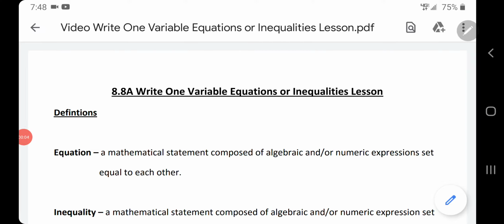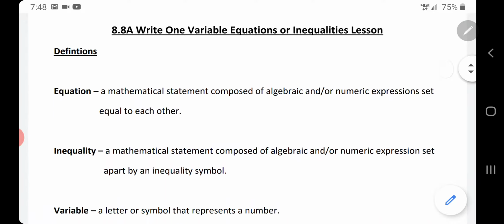In today's lesson, we'll be writing one variable equations or inequalities. Let's go over some definitions real quick.